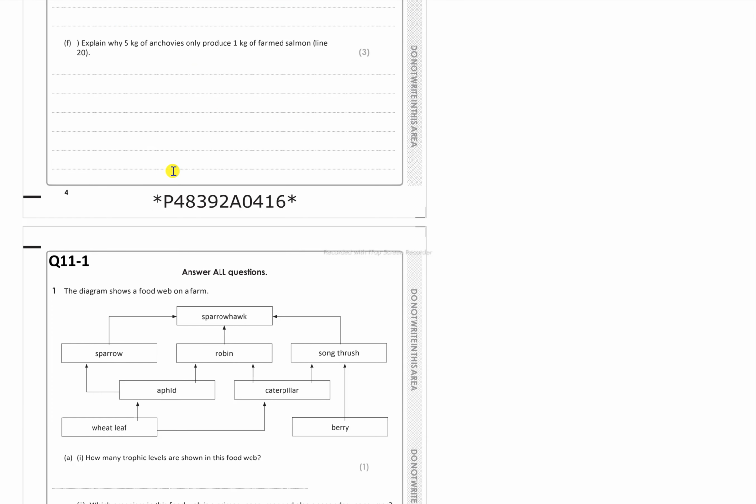Yes. Right, this is that rabbit question. Why do 5 kilograms of anchovies produce only 1 kilogram of salmon? That's quite a good return. Right, remember, not all what? Eaten. Right, some energy is used for respiration. What was the other one? Not all the anchovies are digested, so it comes out as poo, or egestion.